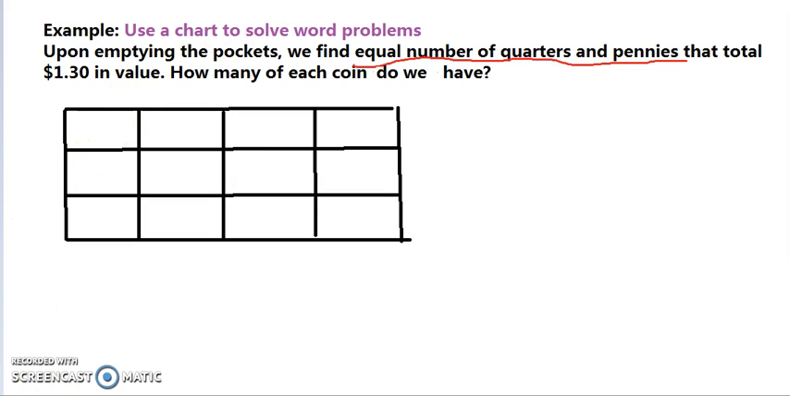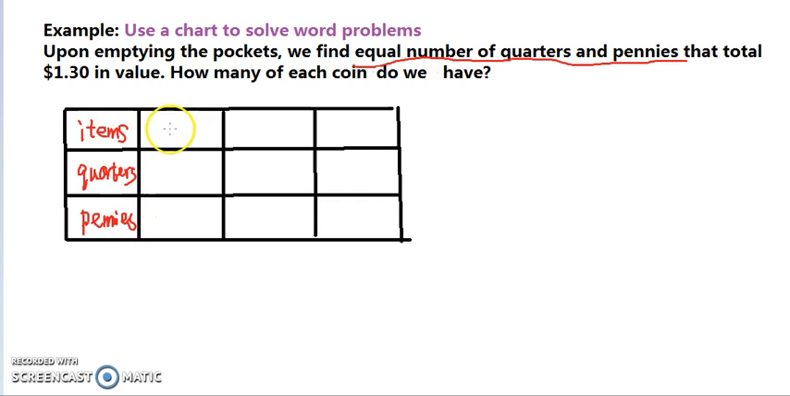In the first column, we put items. Usually when we use a chart to solve a word problem, it's because we have more than one unknown. The problem is more difficult than the problems with one unknown. So we usually have two rows under items. In this case, we have two unknowns: the number of quarters and the number of pennies. So let's write down quarters and pennies.